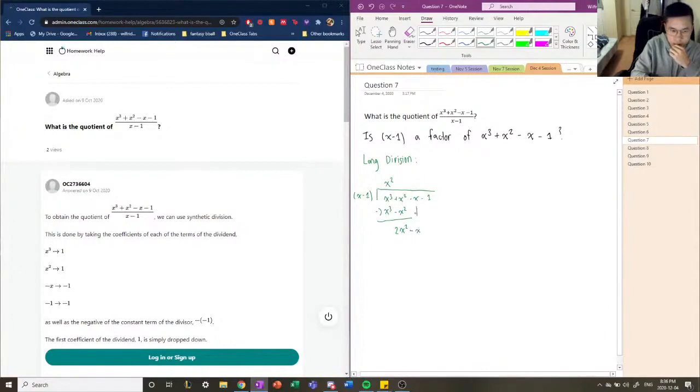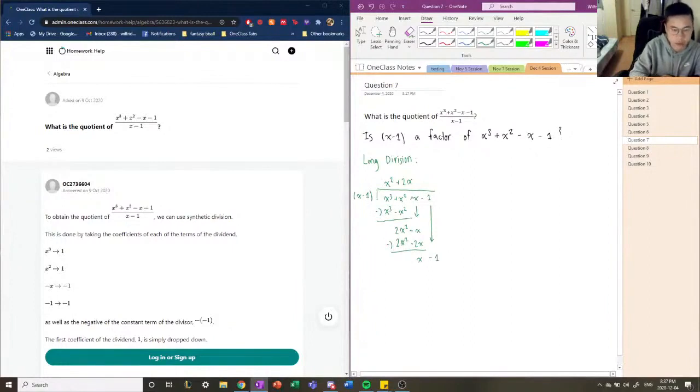So minus x. What factor can we multiply to get rid of this term? We're going to say plus 2x. If we expand, 2x times x minus 1 gives 2x squared minus 2x. If we subtract, we get x, sorry, getting ahead of myself. And let's carry down our last term, which is minus 1.